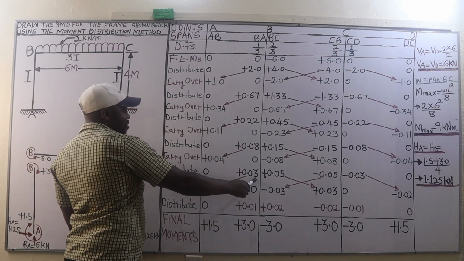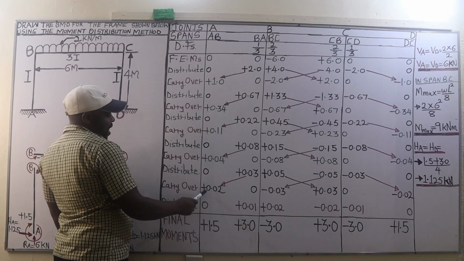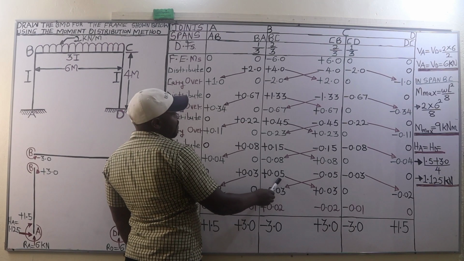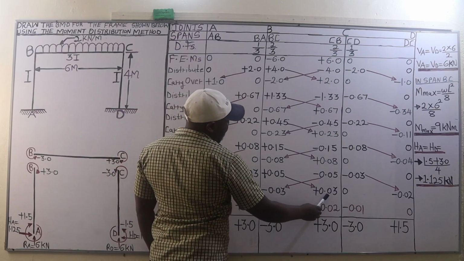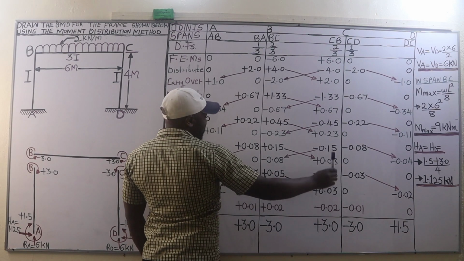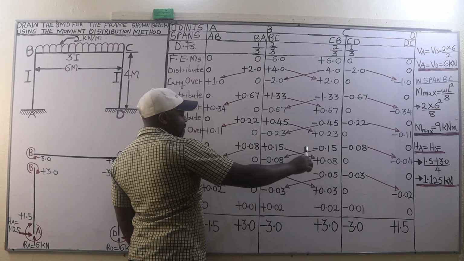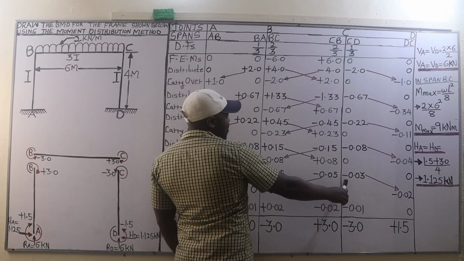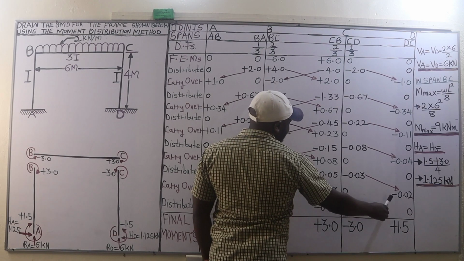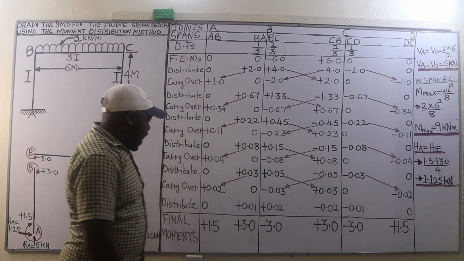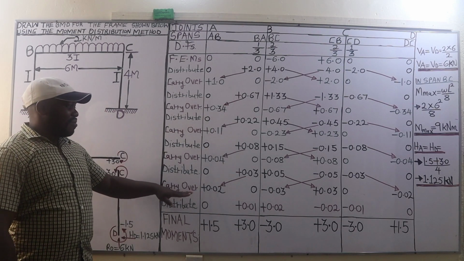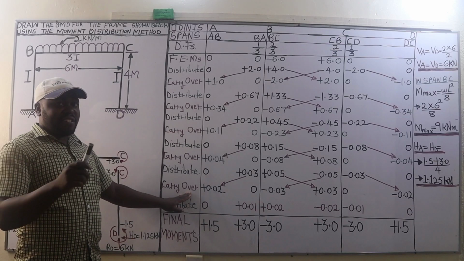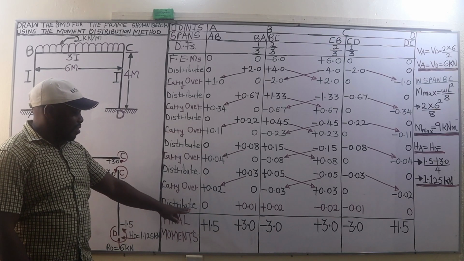Half of +0.03 carried over from joint B to joint A, that is +0.02. Half of +0.05 from joint B carried over to joint C, that is +0.03. Half of -0.05 carried over to joint B, that is -0.03. Then half of -0.03 carried over to joint D from C, that is -0.02. And then finally, we are almost getting to the required degree of precision. Therefore, the last thing we are going to do is to distribute.